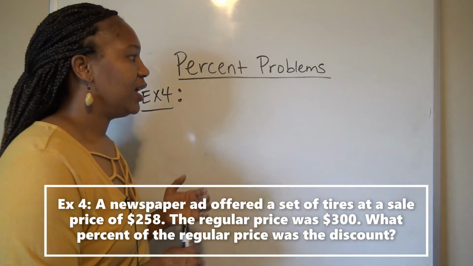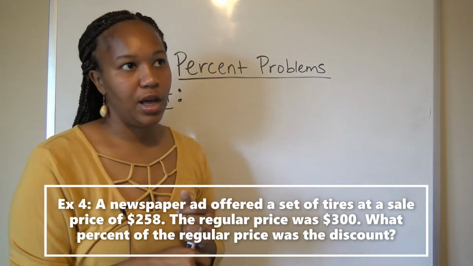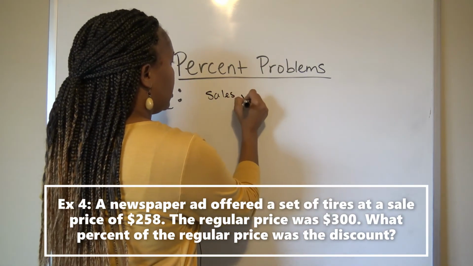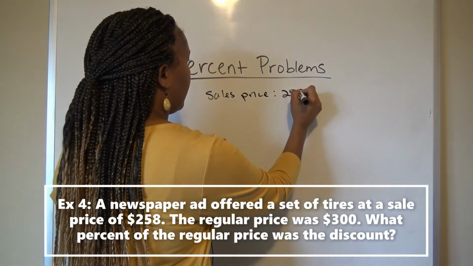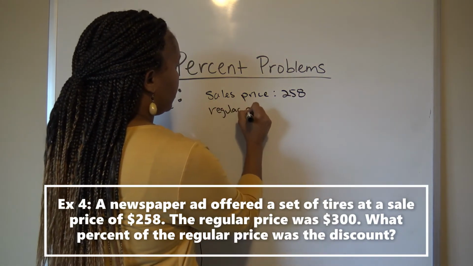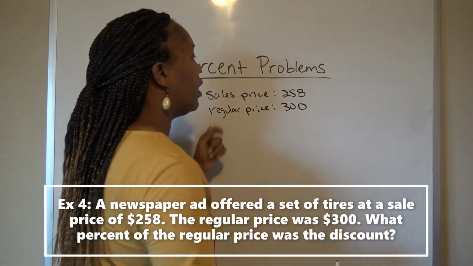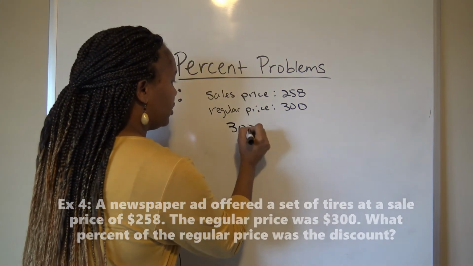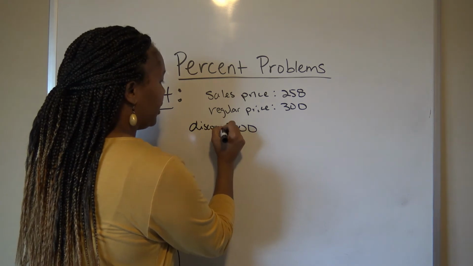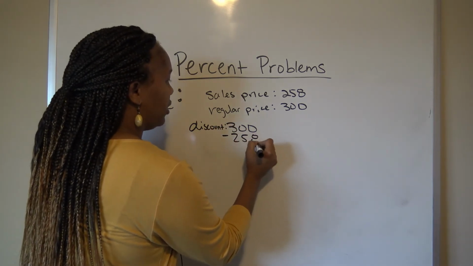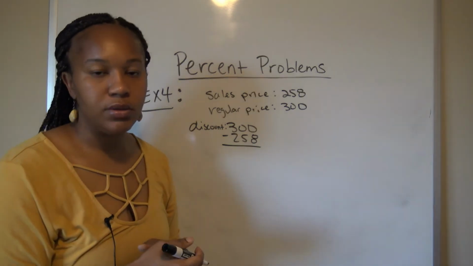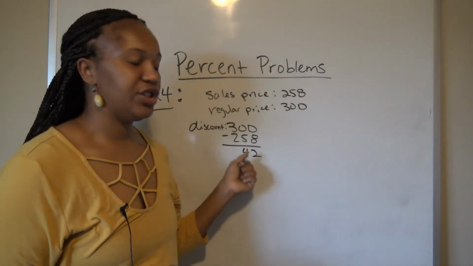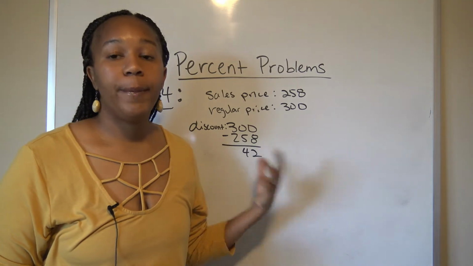So what do we have? We have a set of tires that were on sale for $258. We have the regular price was $300. So sales price $258. Regular price $300. We want to know what percent discount was given. So first of all, what is the discount? The discount is going to be found by taking the original price and subtracting the sales price from it. So that's going to let you know how much money you save. You subtract $258 from $300, you get $42. So if you buy these tires, you're saving $42, right? So what percent discount is that?